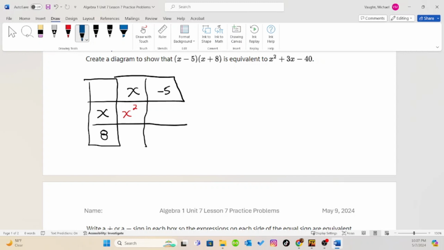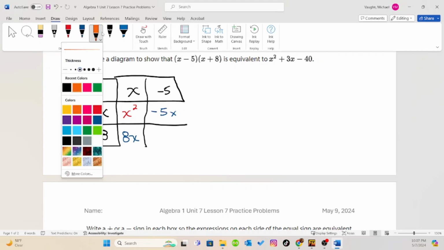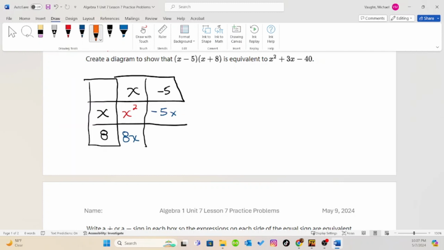Then we have negative 5 times x, which is negative 5x. We have x times 8, which is positive 8x. And we have negative 5 times 8, which is negative 40. Once we fill out all the squares, we're going to add them all together.